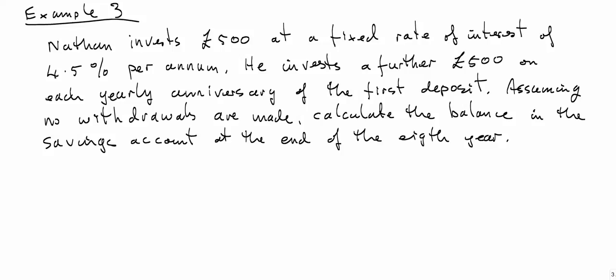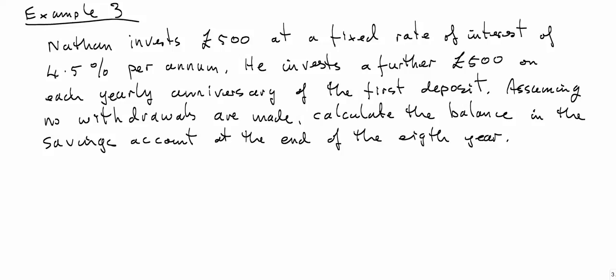So he's putting in £500 every year, but of course the savings accumulate interest as well. So the savings increase by two ways: further deposits and interest. Assuming no withdrawals are made, so he's not taking any money out, calculate the balance in the savings account at the end of the 8th year. So how much does he have at the end of the 8th year?